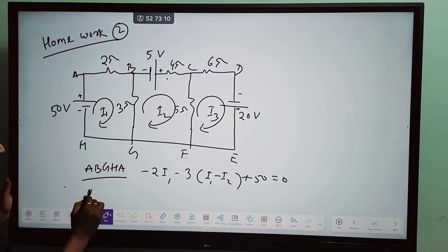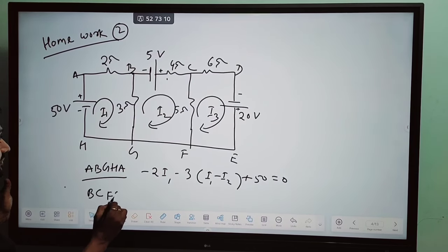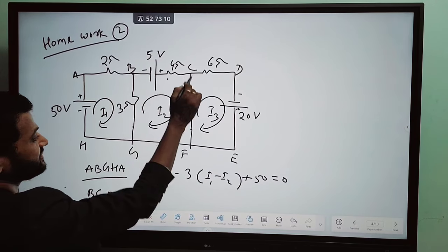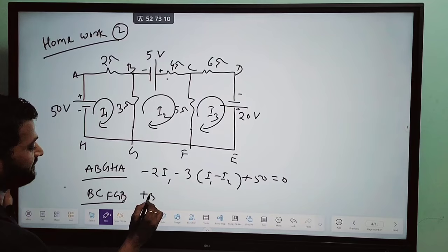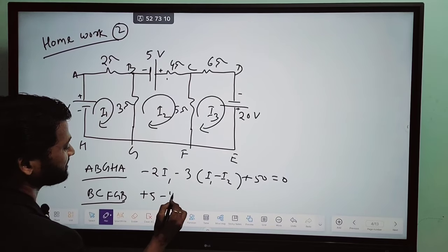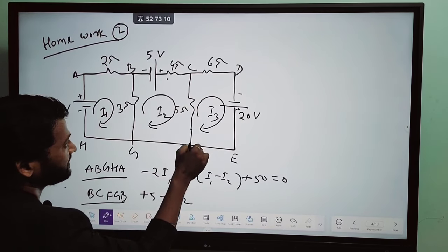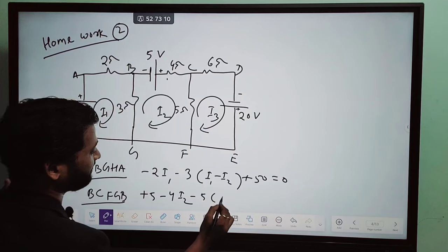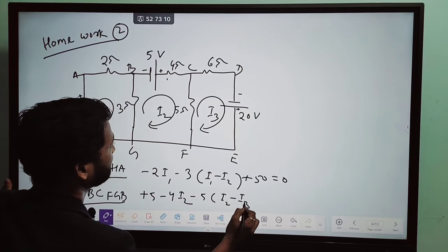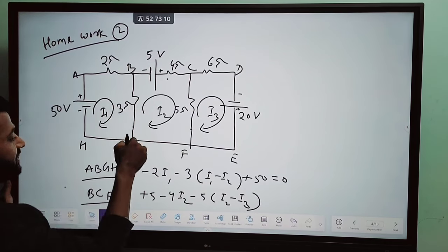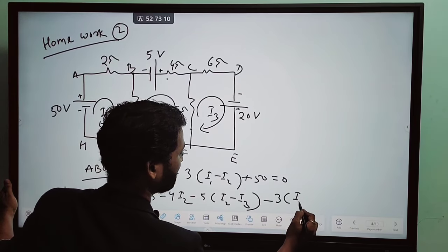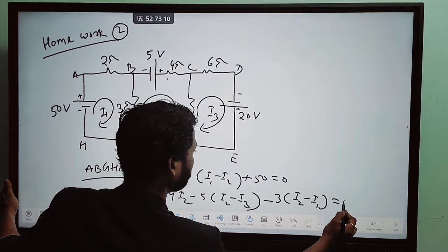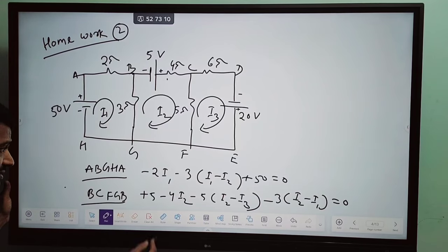Consider the second mesh: B, C, F, G, B. Look, B, C, F, G, B. Here there is a rising potential, meaning plus 5. Next, here minus 4 I2. And this one is minus 5 (I2 minus I3). And you leave it. For this, it will be I2 minus I1. So minus 3 (I2 minus I1) will be 0. This is equation number 2.